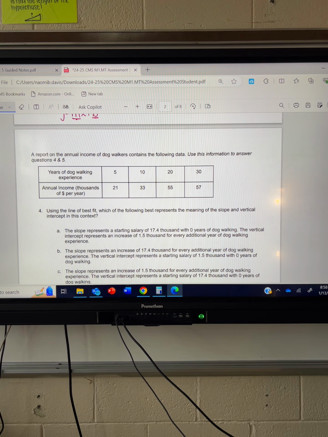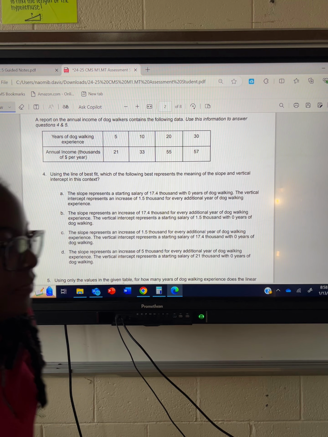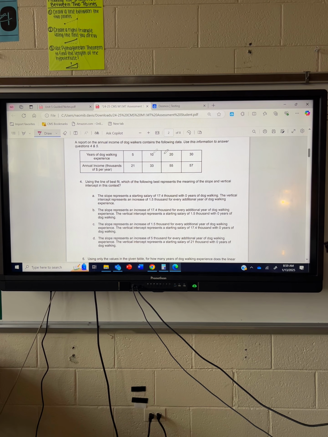Hold on. Using the line of best fit, which of the following best represents the meaning of the slope and vertical intercept in this context? So let's get our line of best fit. So we're going to go to Desmos. I want to hit my plus sign, and I want to hit table. And I'm just going to put all of this in here.